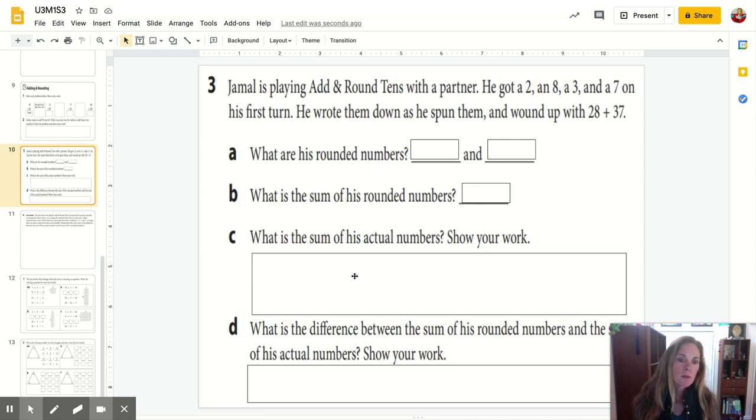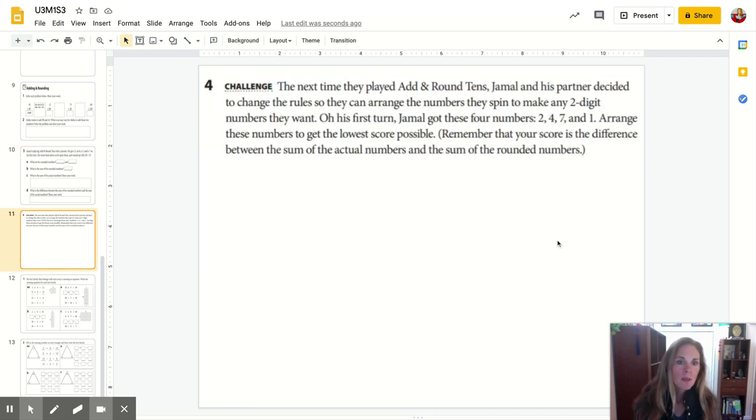What is the sum of his actual numbers? Then you just have to do this problem. What is 28 plus 37? Show your work there. And then what is the difference between the sum of his rounded numbers and the sum of his actual numbers? So what is the difference? That's a subtraction problem.